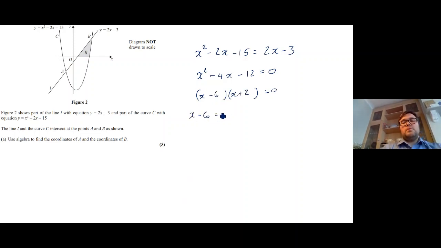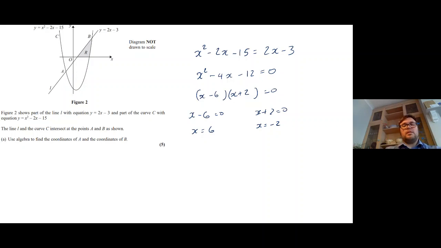x minus 6 is equal to 0. x plus 2 is 0. x equals minus 2. x equals 6. So I now have my two values for the x, which you can see that point A is obviously going to be minus 2.